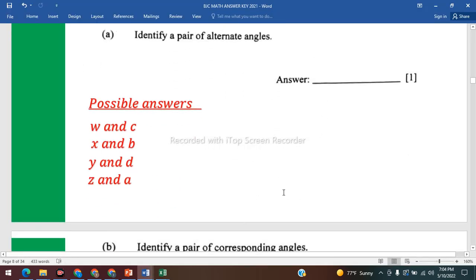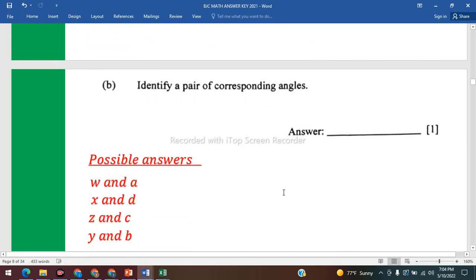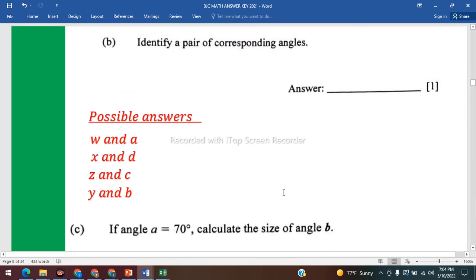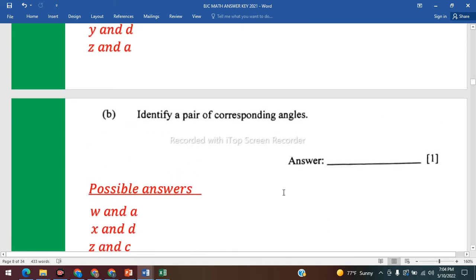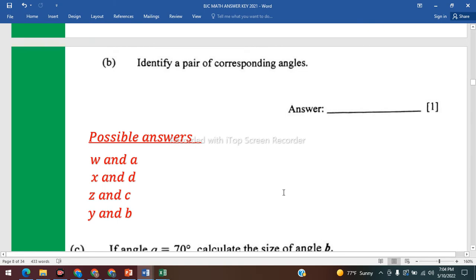I did say this is going to be our last one from our BGCSE paper. So W, A, X, and D, Z, and C, and Y, and D.